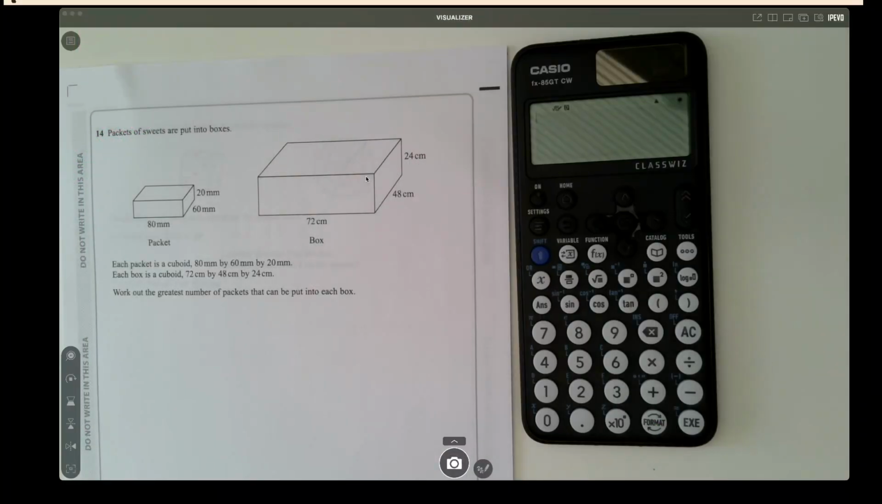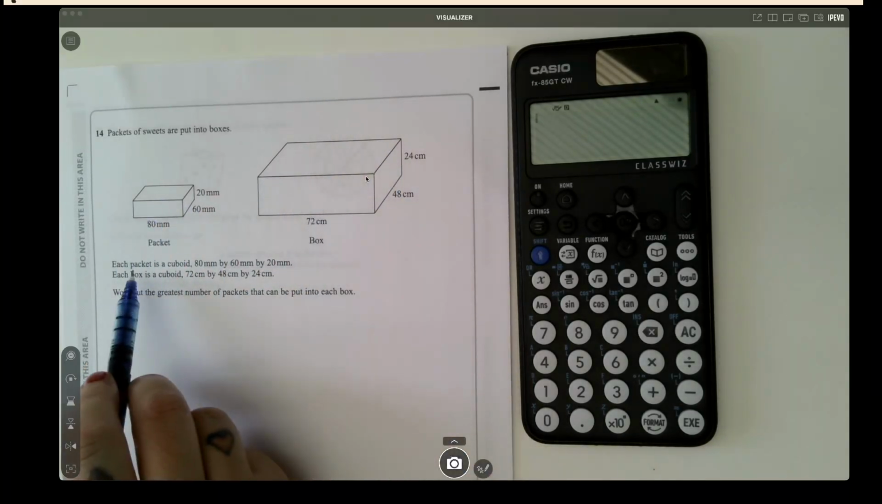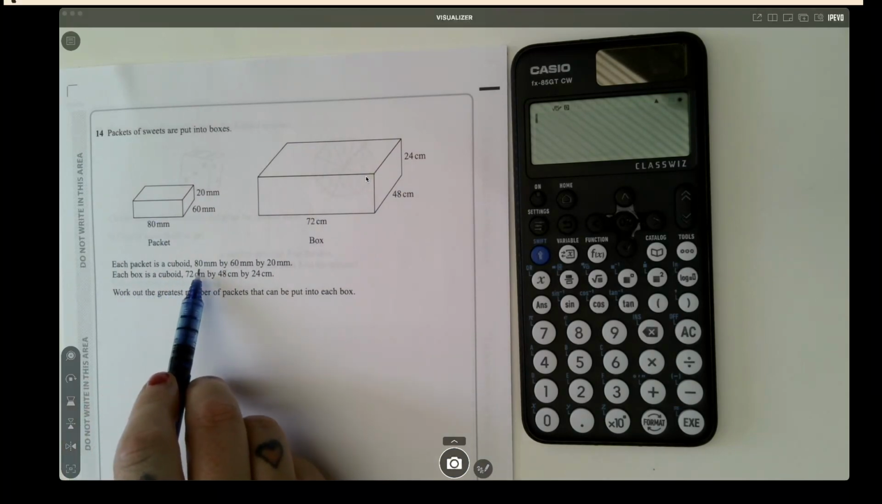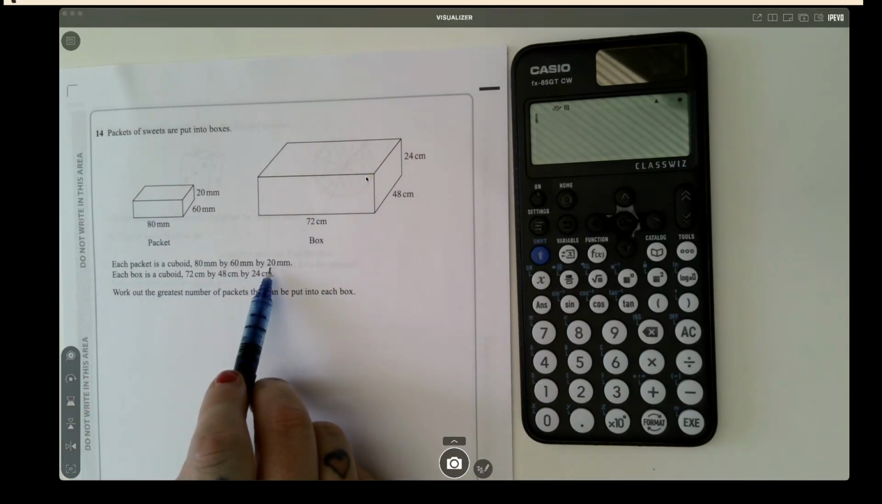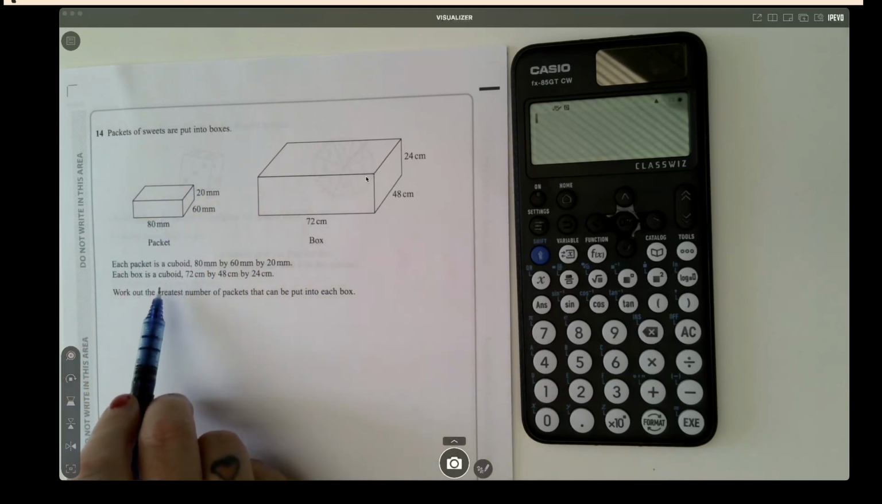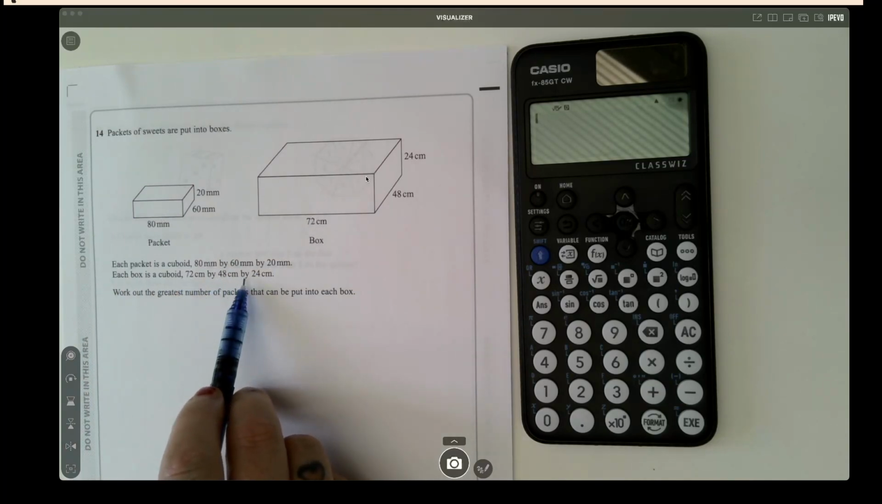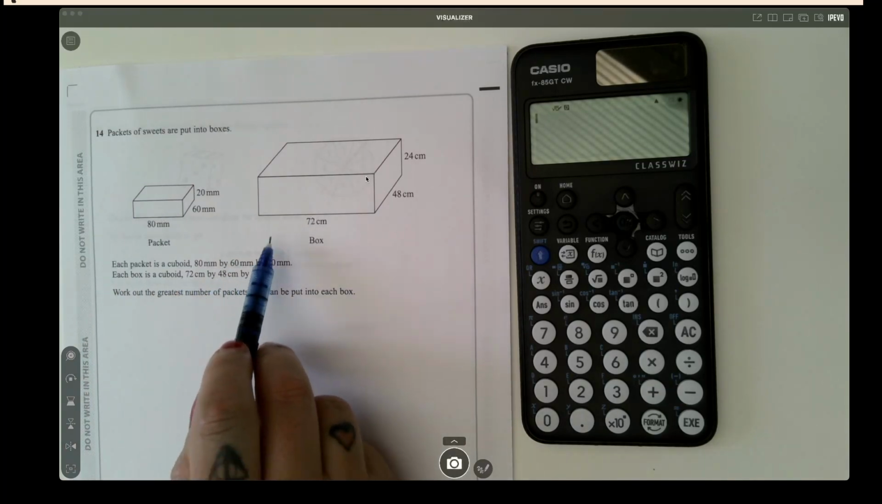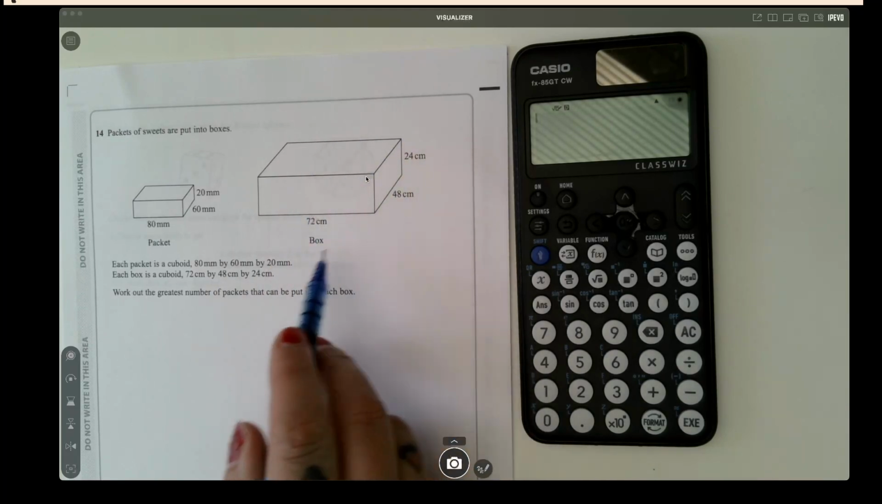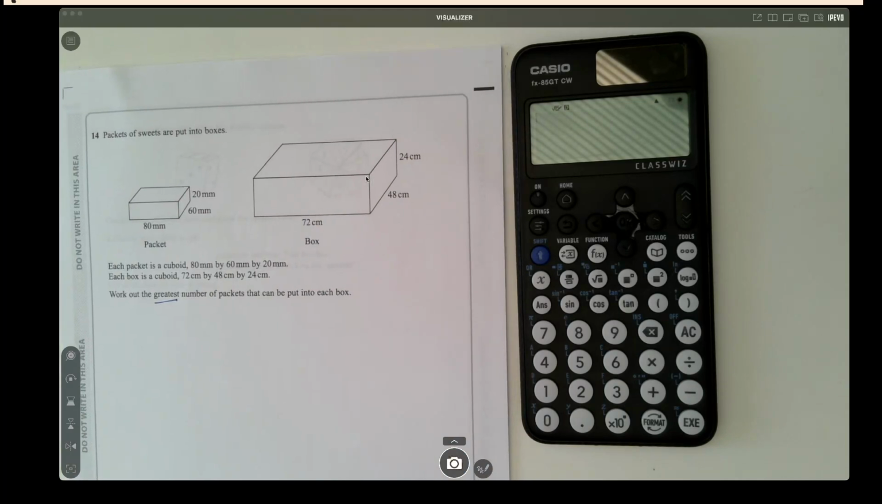Question 14. Packets of sweets are put into boxes. So we have these packets of sweets going into these boxes. Each packet is a cuboid 80mm by 60mm by 20mm. The measurements given here on the diagram. Each box is a cuboid 72cm by 48cm by 24cm given on this diagram. Work out the greatest number of packets that can be put into each box.